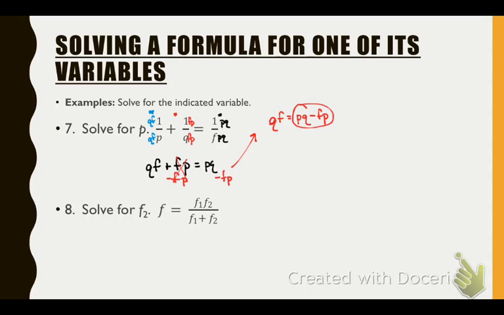Logan, you just went P. What are we going to do with the P's here? Huh? Kind of. What if we factor them out? That's what you meant, right? Yeah, that's what you meant. So I have QF equals P times Q minus F. So how am I going to get P by itself? Divide by Q minus F, right?